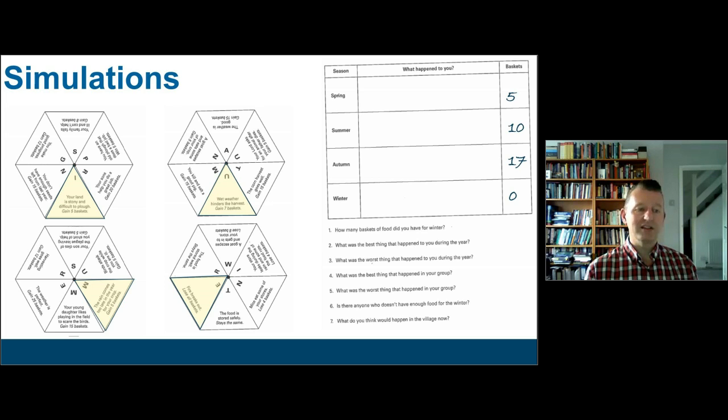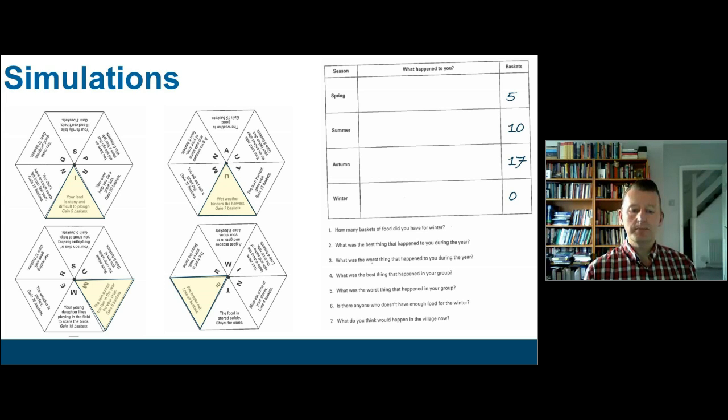The one that's highlighted here tells you that your land is stony and it's difficult to plough, so you just get 5 baskets, whereas if your son's helped you do a great job, then you'd gain 20 baskets. So as people spin, it's completely down to luck, but as they spin, they see that you could have good luck or bad luck, and you can see that the farmer can have more or less food as a result of what happens in each season.